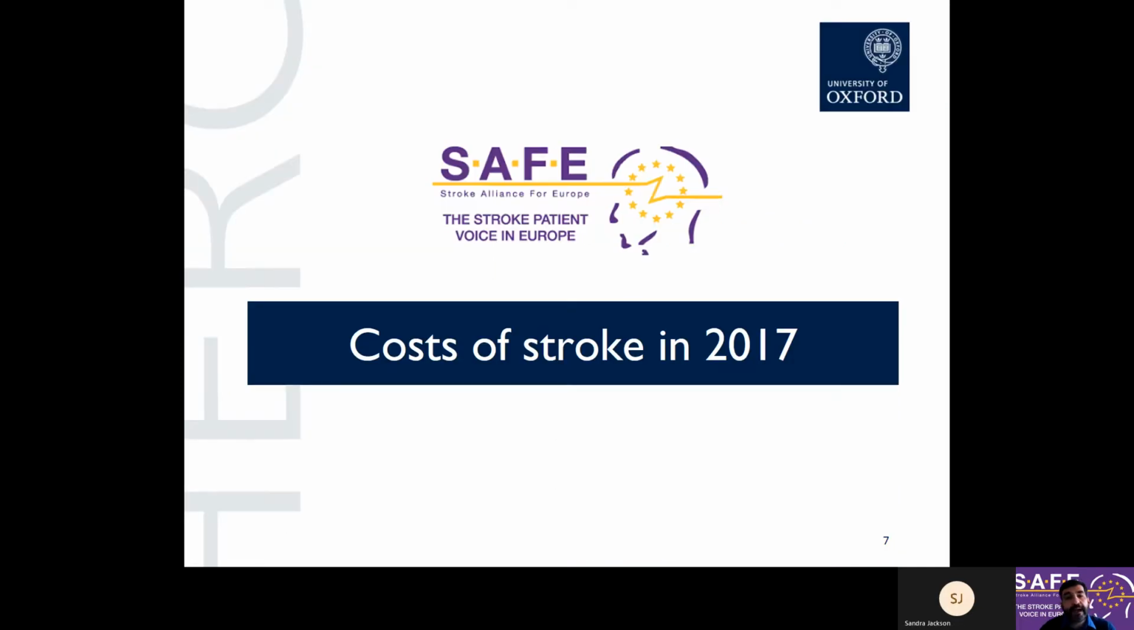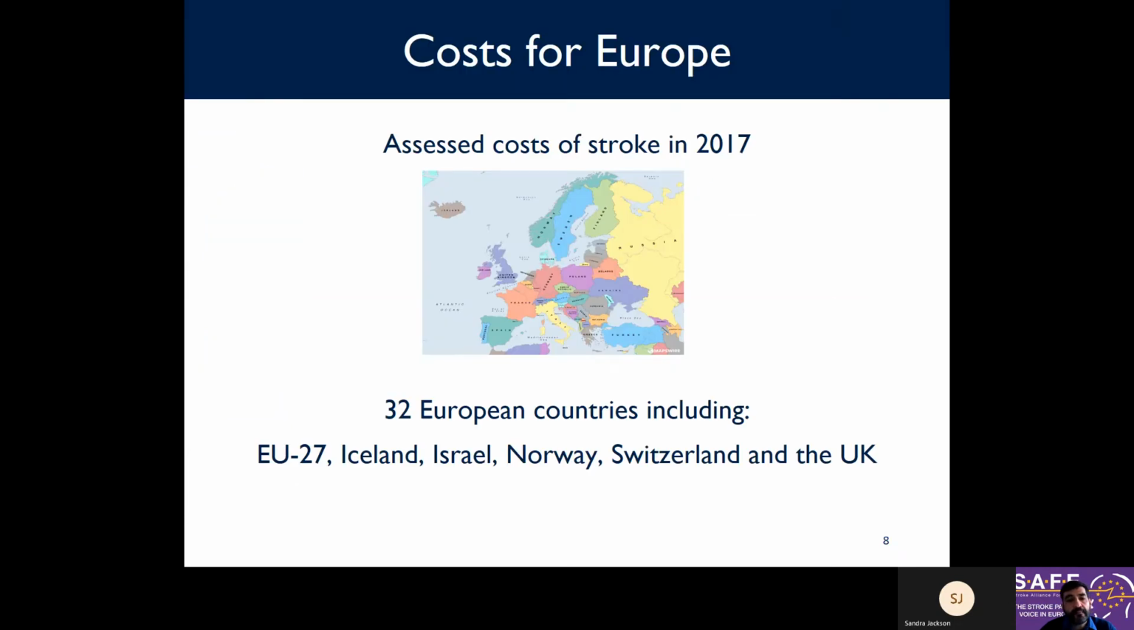So let's look now at work package 1 of our study. In work package 1, we looked at what the costs of stroke were in 2017. So we assessed the cost of stroke in 2017 across 32 European countries. They included all European Union countries, plus Iceland, Israel, Norway, Switzerland, and, now that the UK is not part of the EU, the United Kingdom.